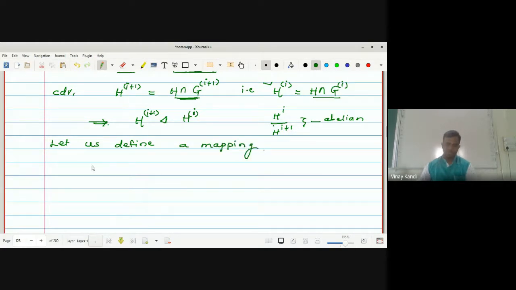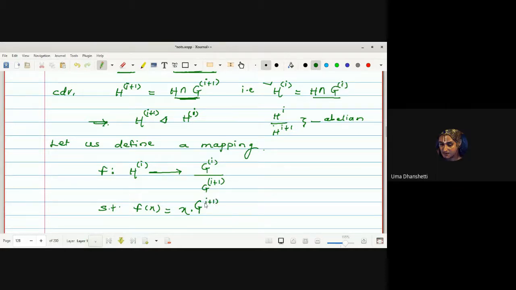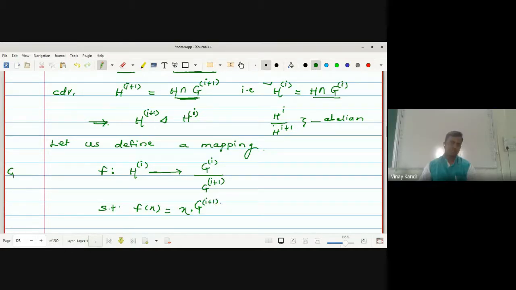Which mapping? F is a function from the ith derived subgroup of H to the ith derived subgroup of G divided by the (i plus 1)th derived subgroup of G. So this one is the quotient group, such that F of x is equal to x times G raised to i plus 1. If G by H is your group, then every element of this group is of the form aH or Ha, where a belongs to G.